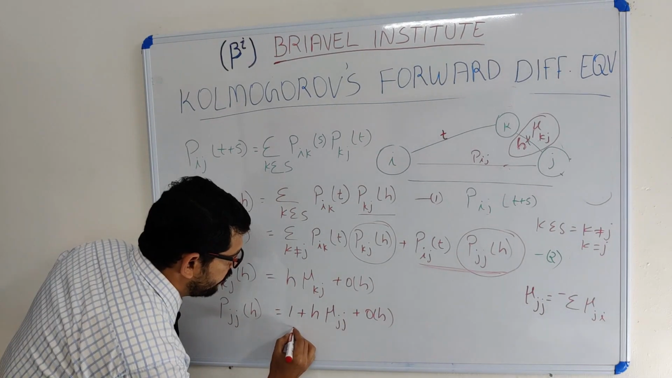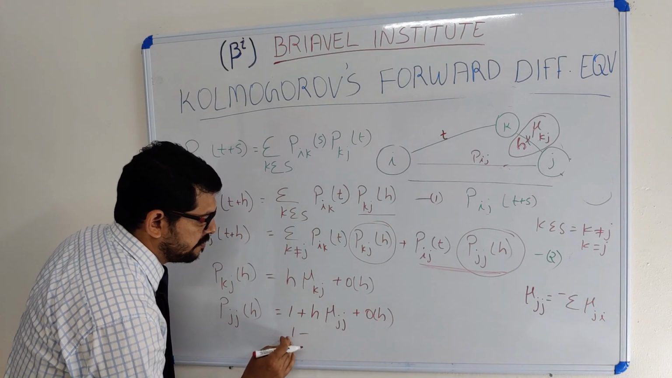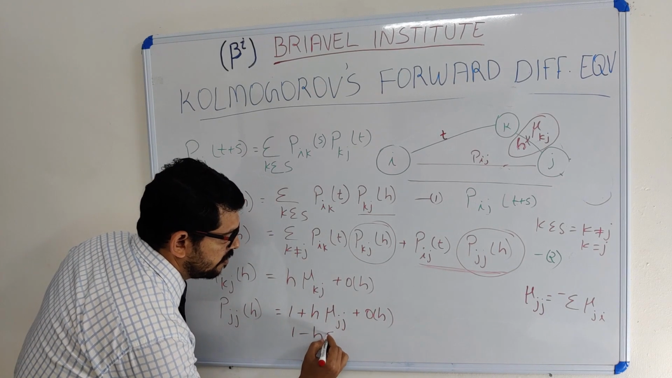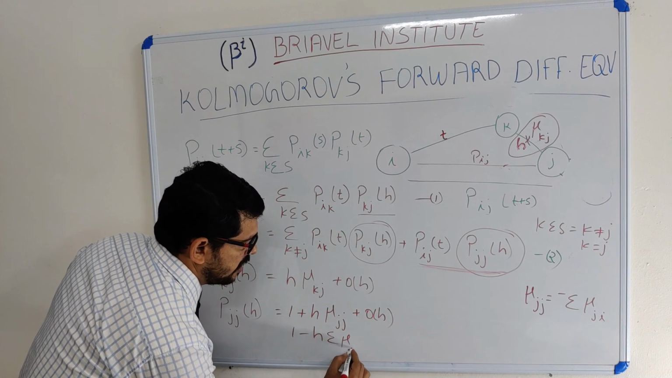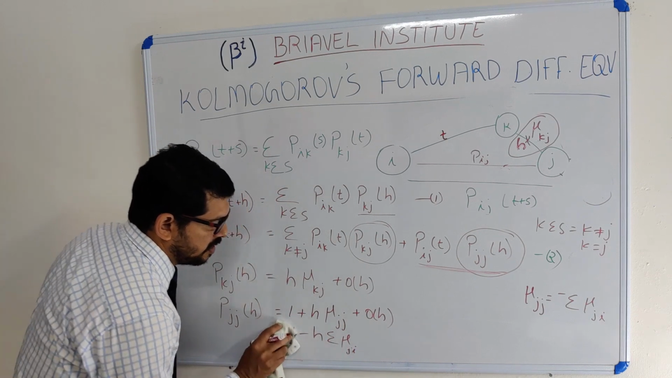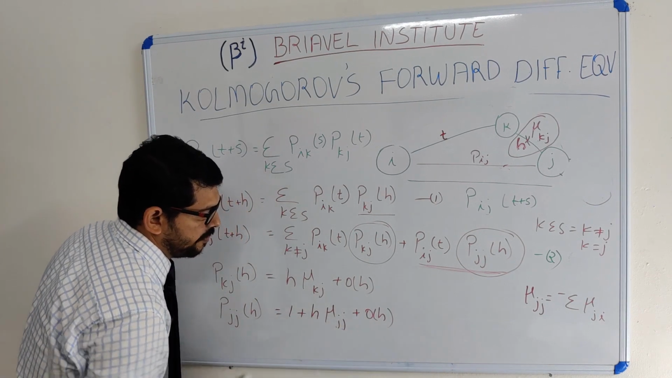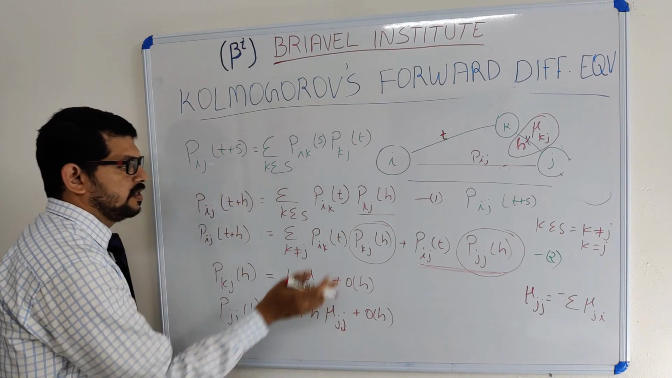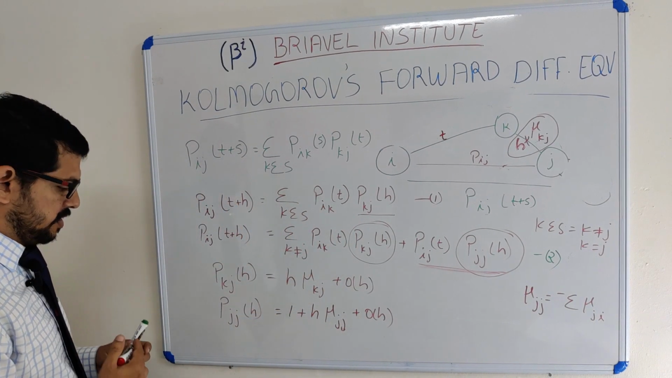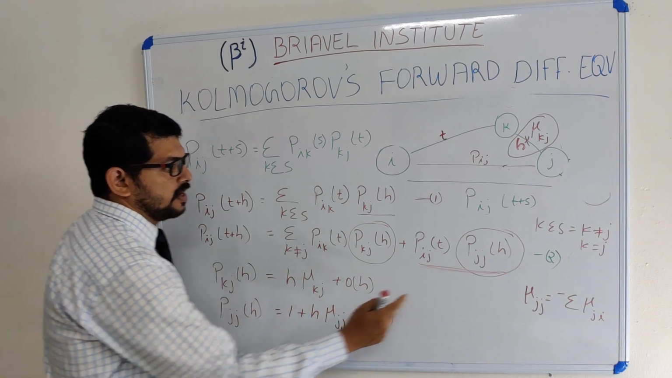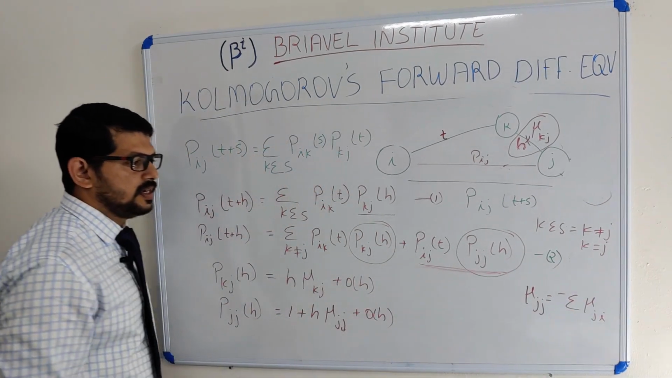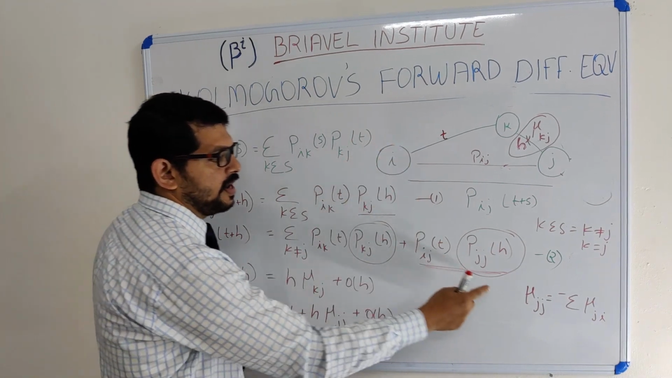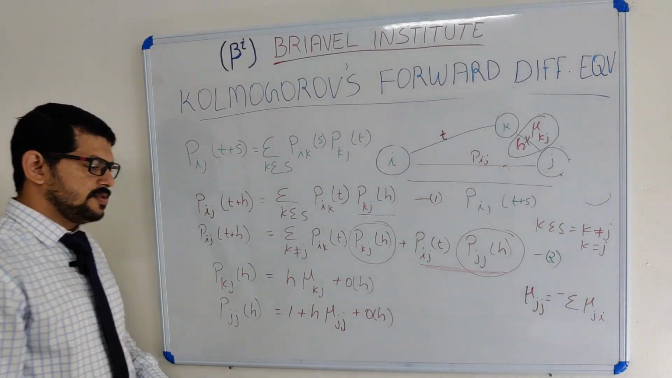So it will be 1 minus h into sigma of mu Ji or something. We are not taking this one. We are considering only this equation. We are substituting this one in here. What is the value of 1 minus this one? We already learned in the generator matrix how to write. Whenever solving the problem, I'll explain what is mu jj.